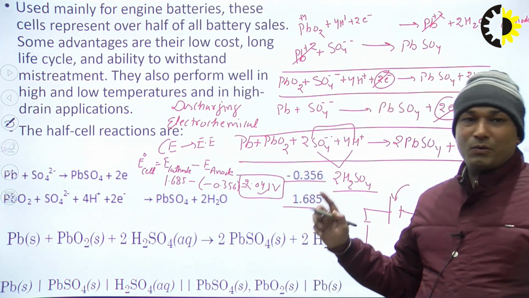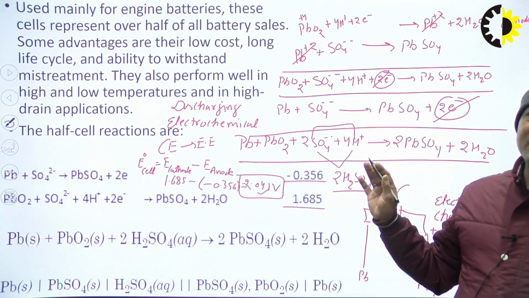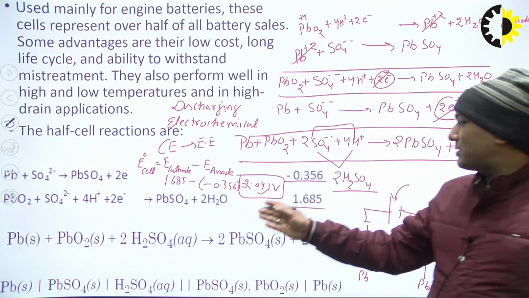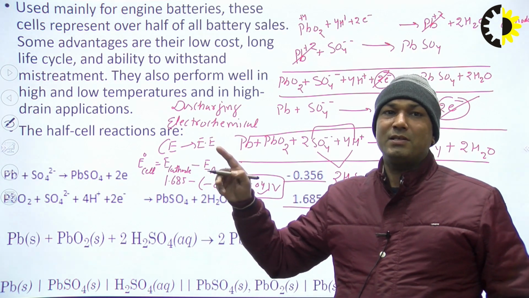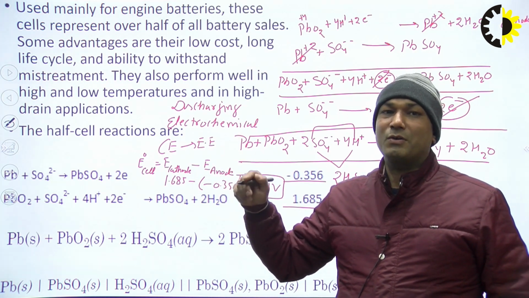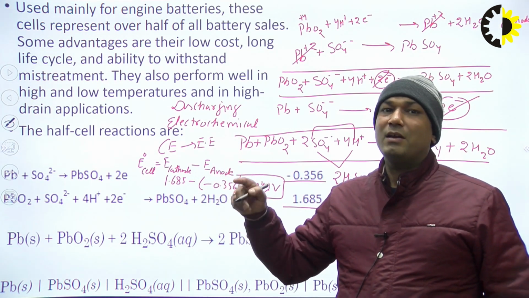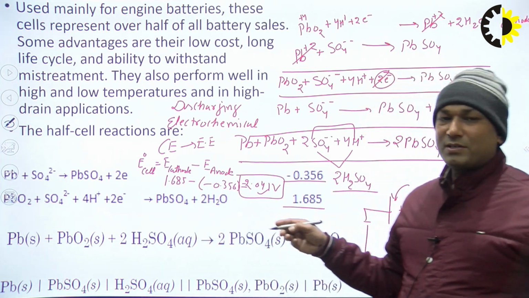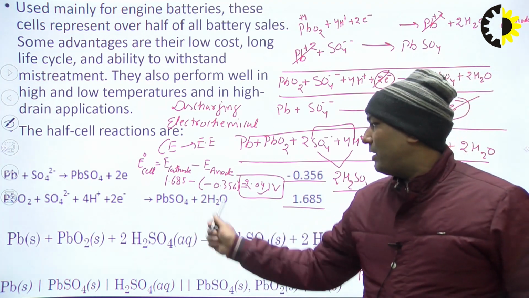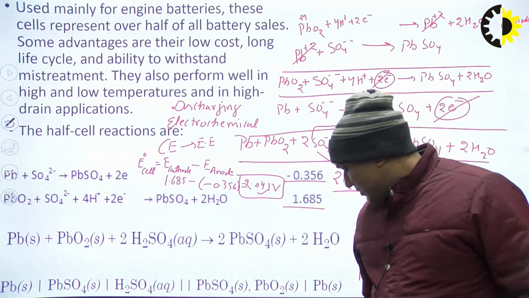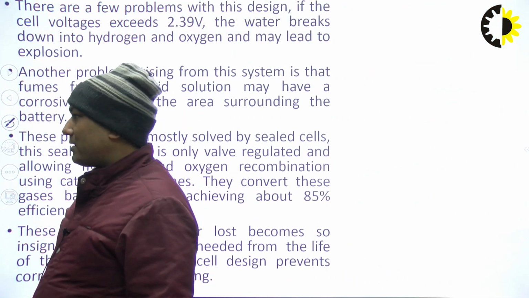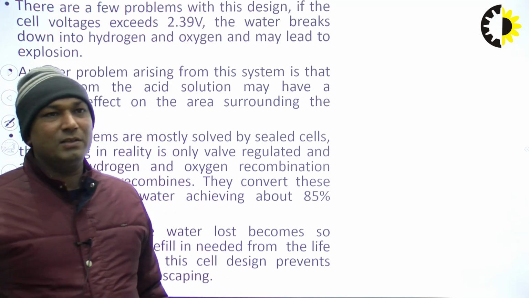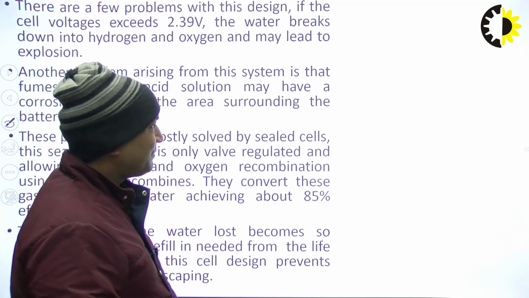Once the battery is discharged, you can just reverse all the reactions, and this is now the battery going to be charged and behaving just like an electrolytic cell. So the reactions will be quite inversed. Okay. So what are the various problems and various advantages of the cell, you can say?